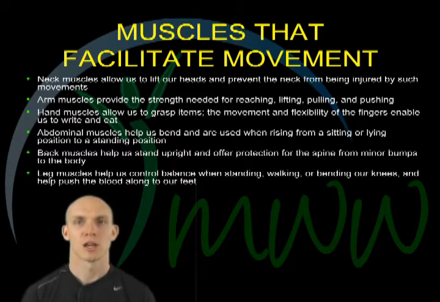Our abdominal muscles help us bend and are also used when we rise from a sitting or lying position to a standing position. The back muscles help us stand upright and also protect the spine from minor bumps to the body. The leg muscles help us to control our balance when we stand, walk, or bend our knees. They also help move the blood through our arteries and veins to our feet.